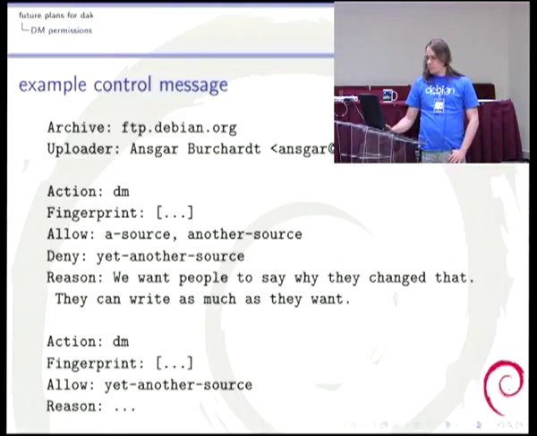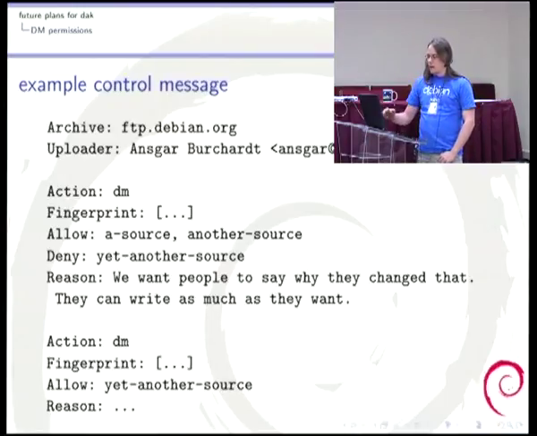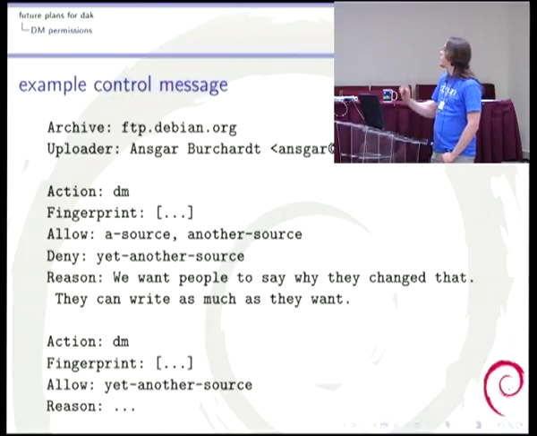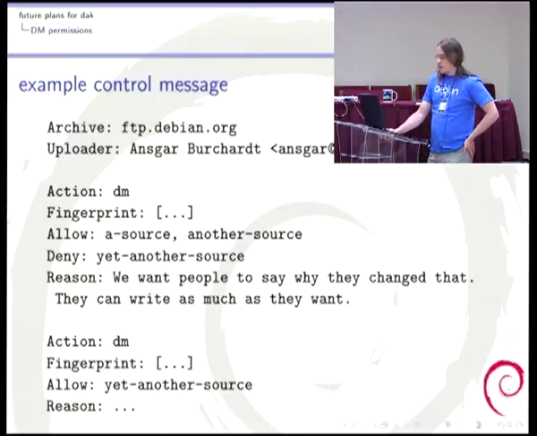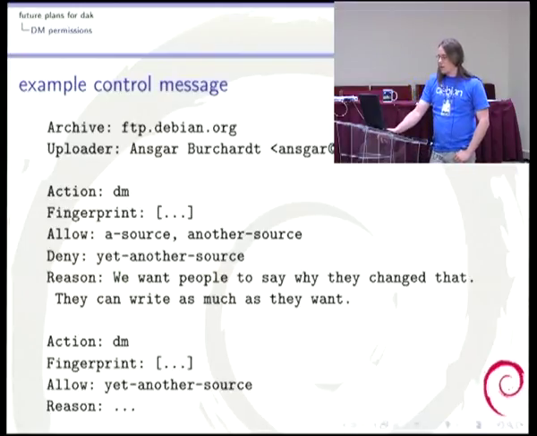So basically, the current idea is to introduce some sort of command file, similar to the command files dak uses, which would contain several stanzas describing what should be done. The first section is a bit boring. It says which archive this control message is for, so that anyone else running dak knows the message could not be relayed there. Then an address where any response should go to, so you can choose which mail address you use. And then there's a command field, so which action to take.